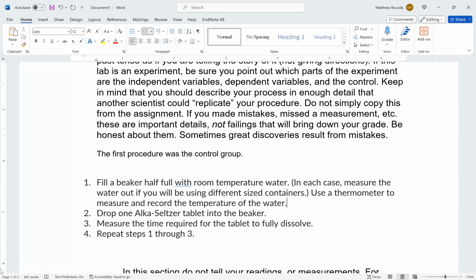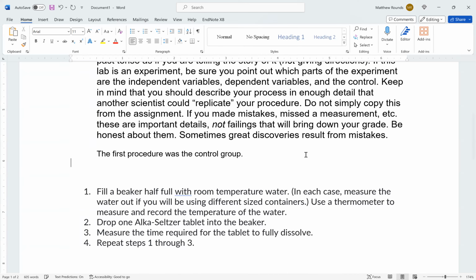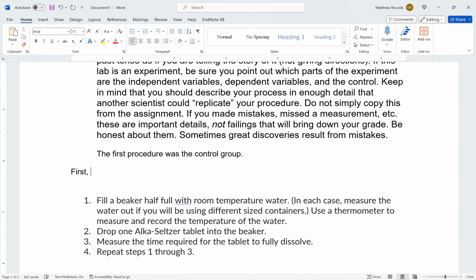Can I start with first? Yes, you can use this. That's a good question. So you can always use words like first, second, third, then, next, after. I try not to just say then. I like to say then, next, after. These are good words to use.